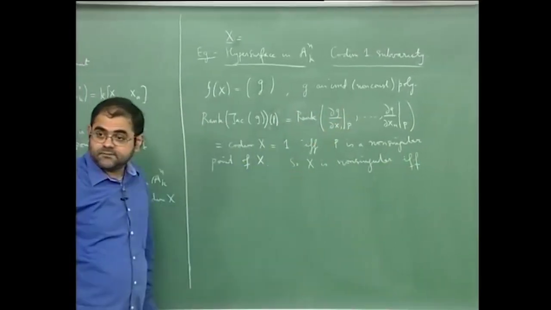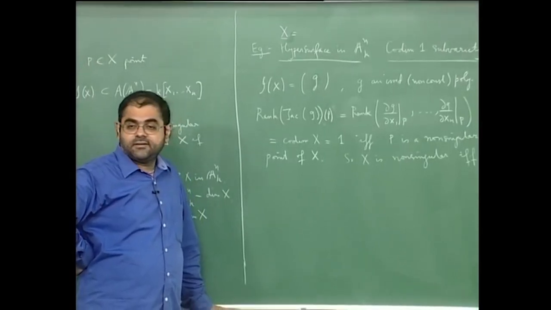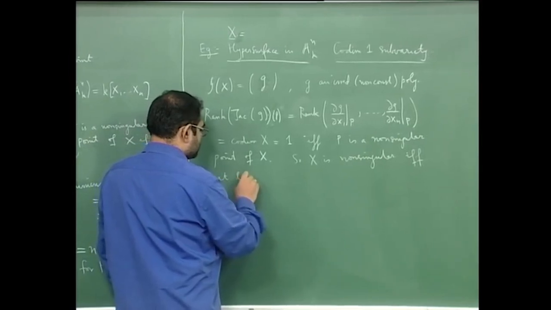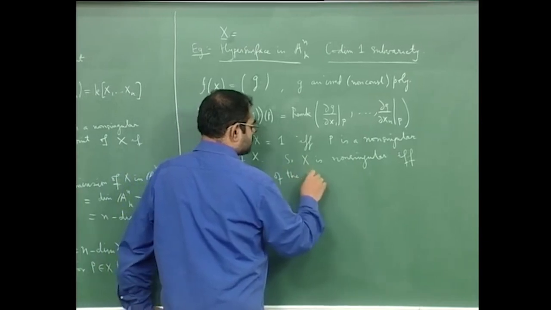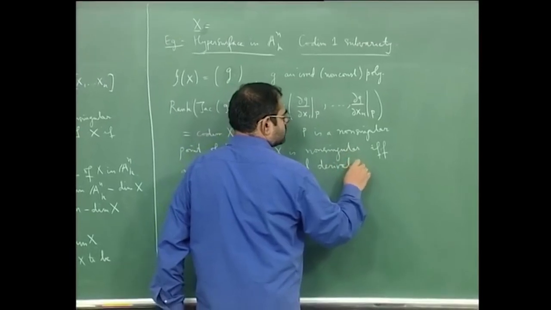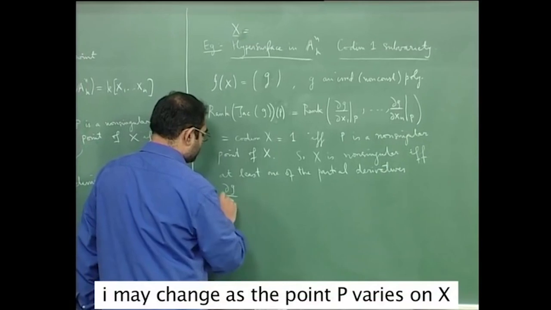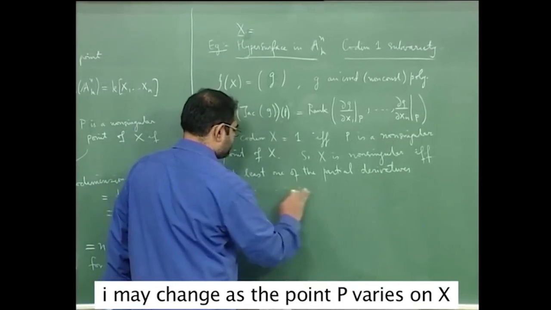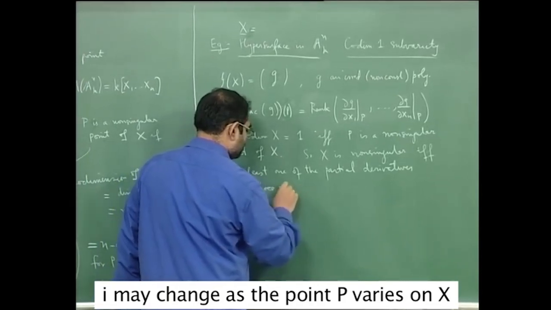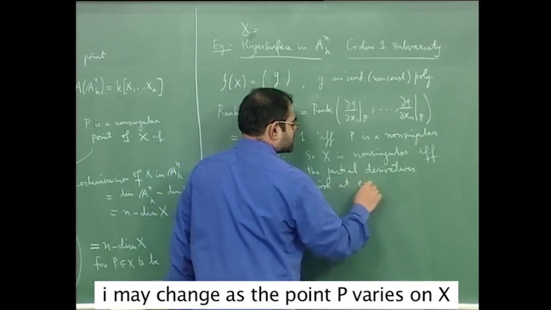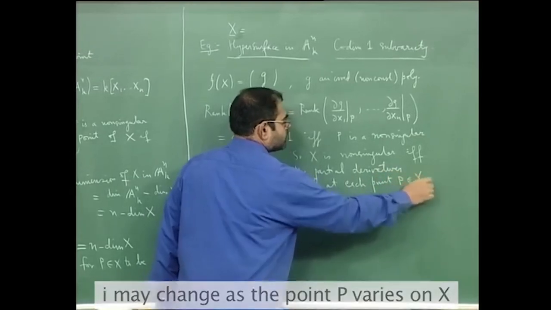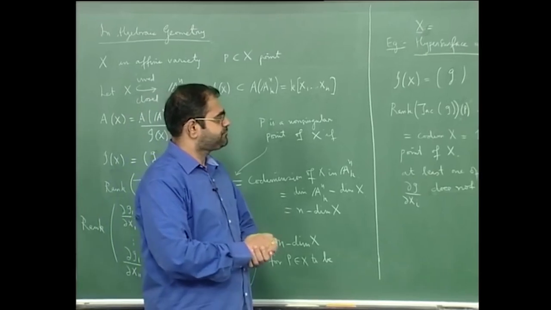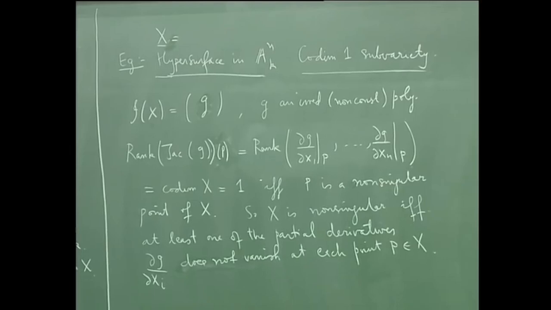X is non-singular if and only if the rank of this is always 1. That means that given any point, at least one of the partial derivatives, dou g by dou xi, does not vanish at each point of X. So it is very easy to check that a hypersurface is non-singular, that it is smooth.